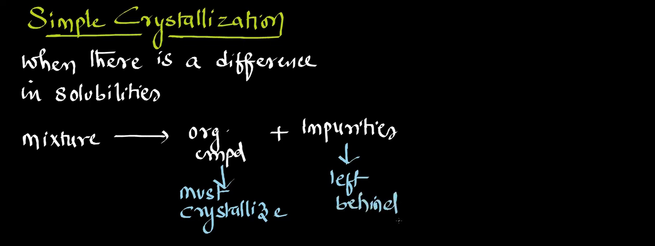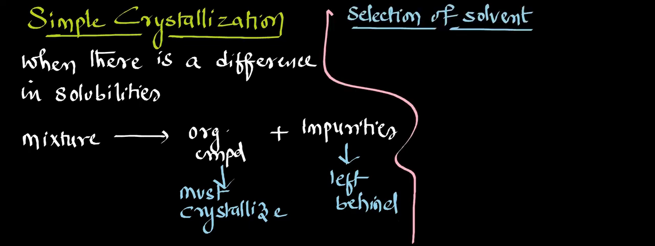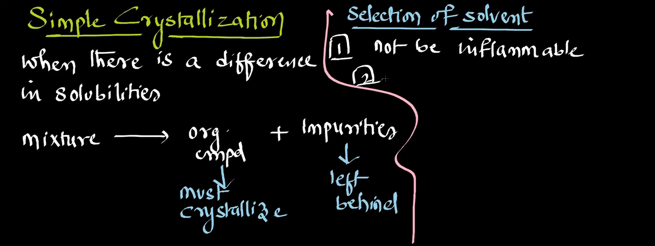There are certain conditions for the selection of a solvent, which we'll discuss now. Before doing the crystallization process, we have to dissolve the organic compound and impurities in the same solvent. So what are the conditions for selection of a solvent? First, the solvent must not be inflammable. What does it mean? It should not catch fire. And second, it must be chemically unreactive. It should not undergo any chemical reaction with the impurities or with the organic compound.